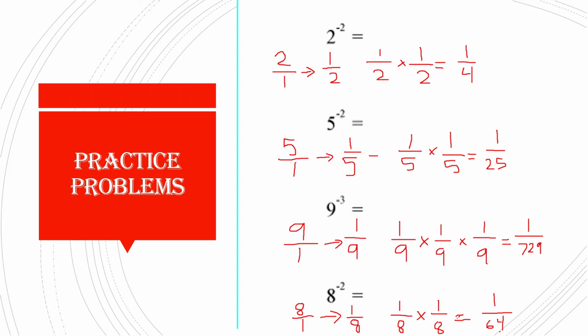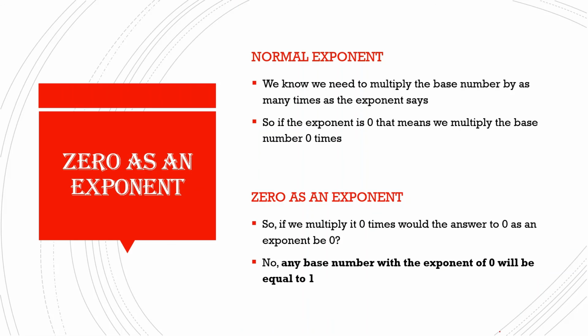Okay, well, we finished these practice problems. We'll now be going over 0 as an exponent. So for a normal exponent, we know we need to multiply the base number by as many times as the exponent says. So if the exponent is 0, does that mean we multiply the base number 0 times? Well, technically that's true, but for 0 as an exponent, let's consider this.